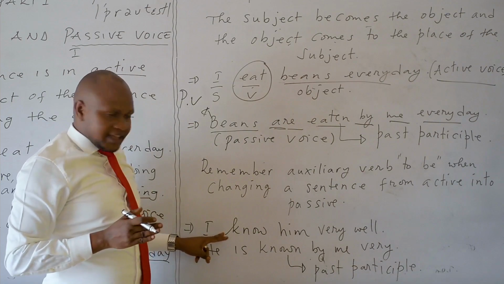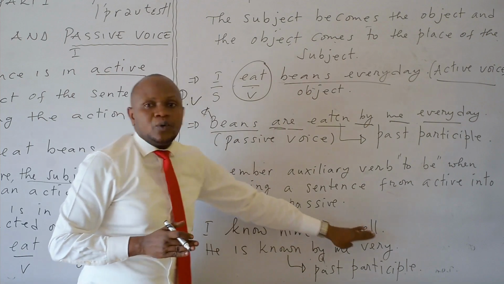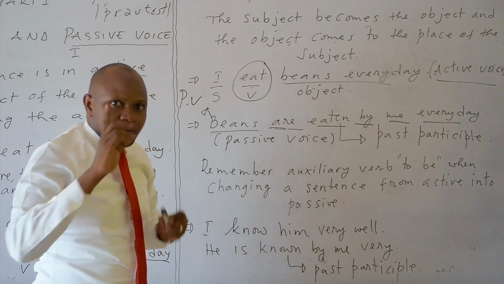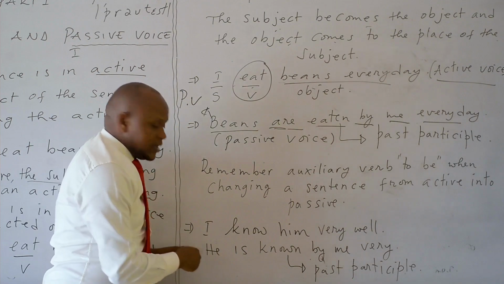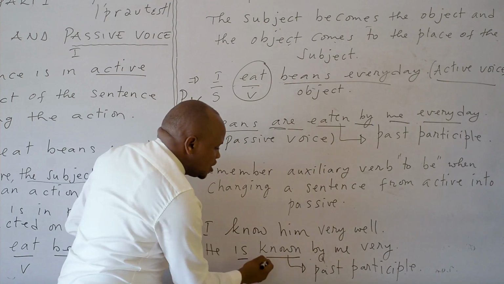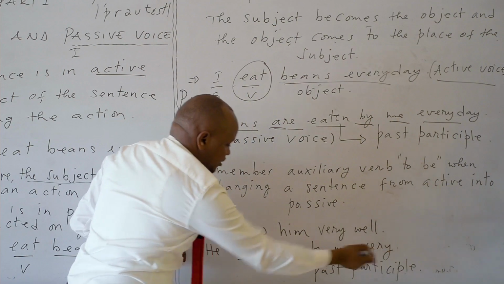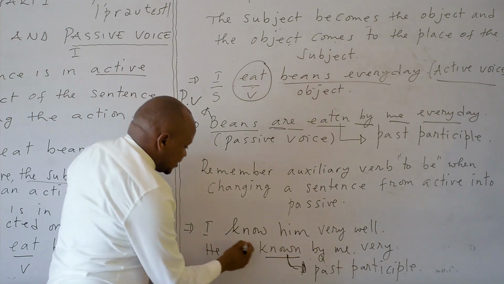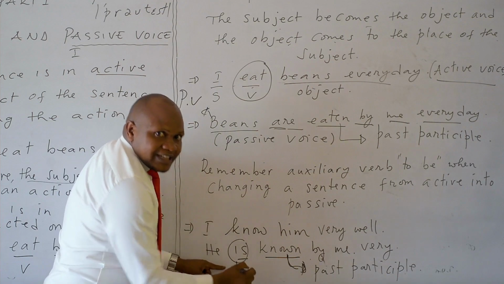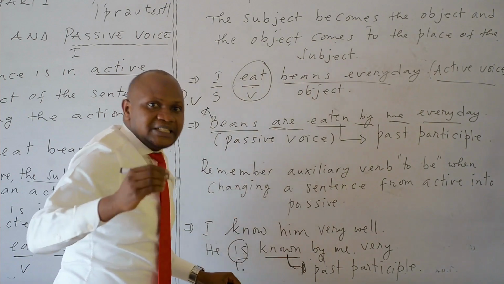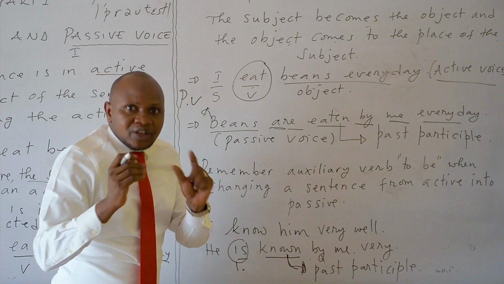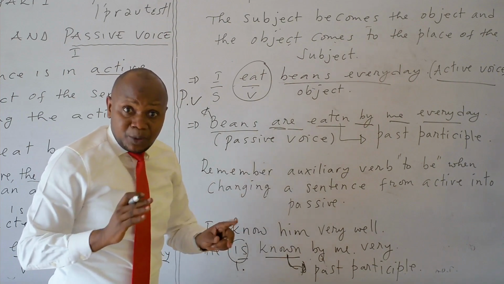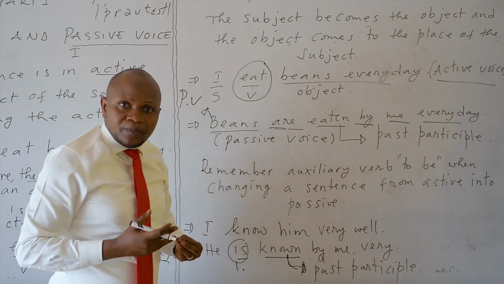For example, another example, I know him very well. Ndamuzi neza cyane. I know him very well. Here you are going to say, he is known by me very well. This is past participle of verb to know. Then this is verb to be. In part 2, we are going to get the rules. Turaza kureba amategeko. Why this verb to be? Why this past participle of verb to know?